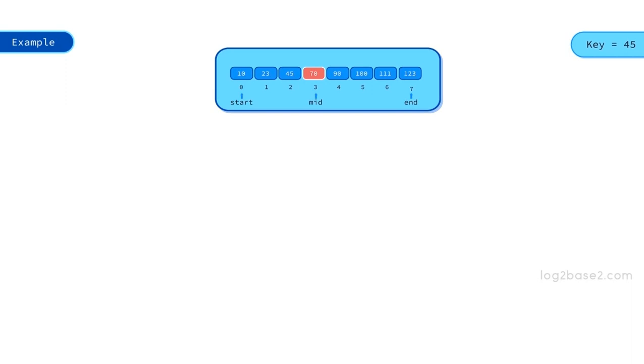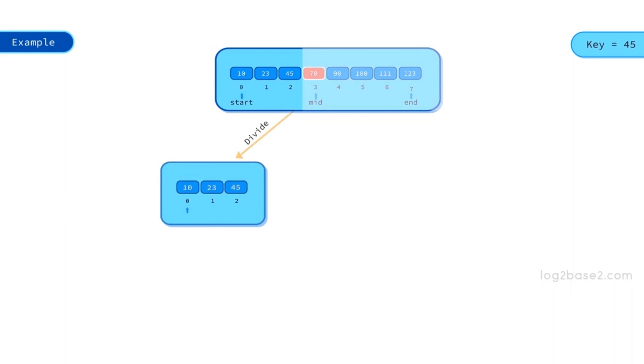And since the array is in sorted order, the key 45 should be present before index 3. So the divide and conquer algorithm will divide the subarray from index 0 to 2 and do the same process. Here, mid is equal to (0 + 2) / 2, which is 1. So the middle index is equal to 1. So check if it has the value 45, but it has the value 23. And since 45 is greater than 23, if 45 is present in the array, it should be present in the right subarray only. That is after 23.